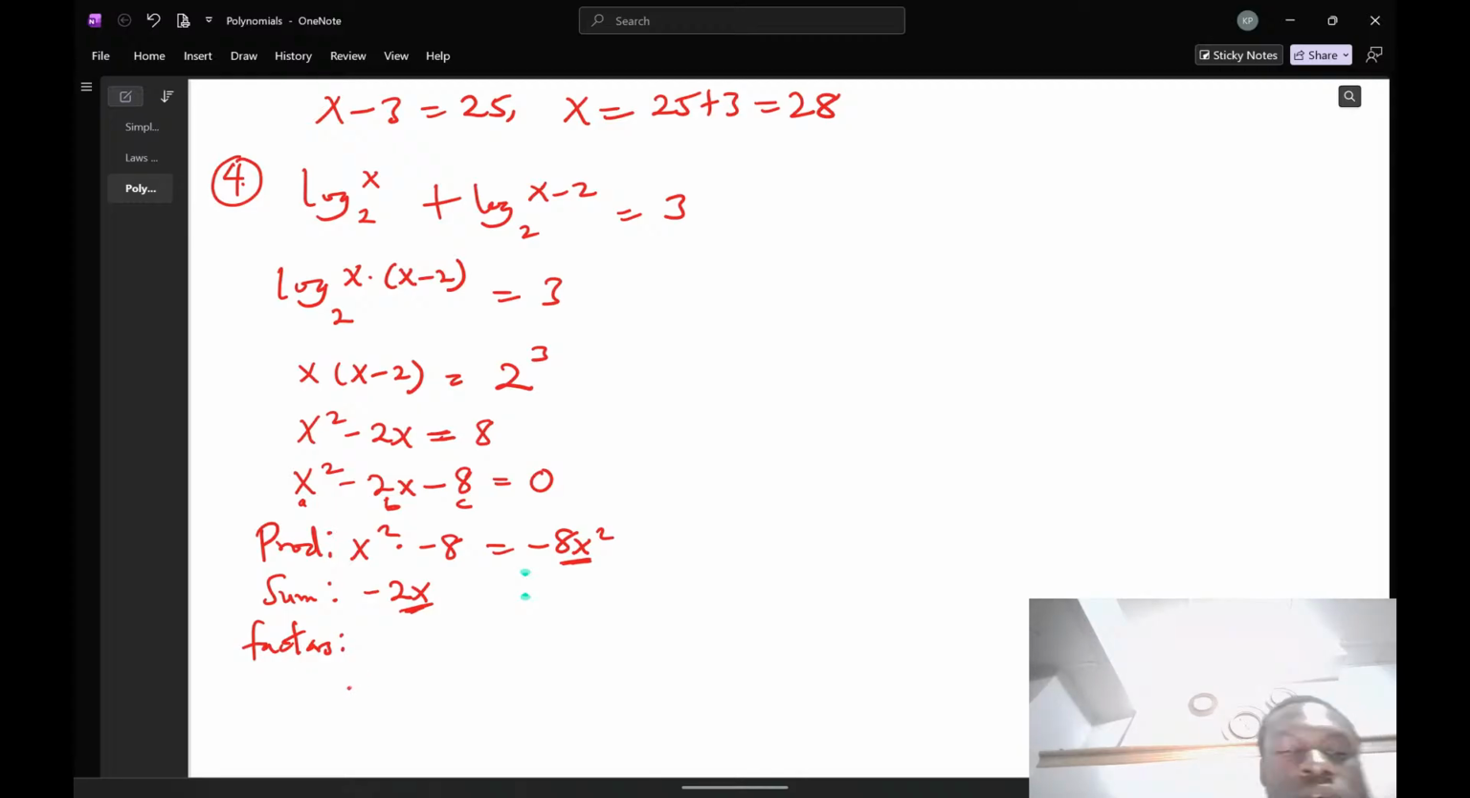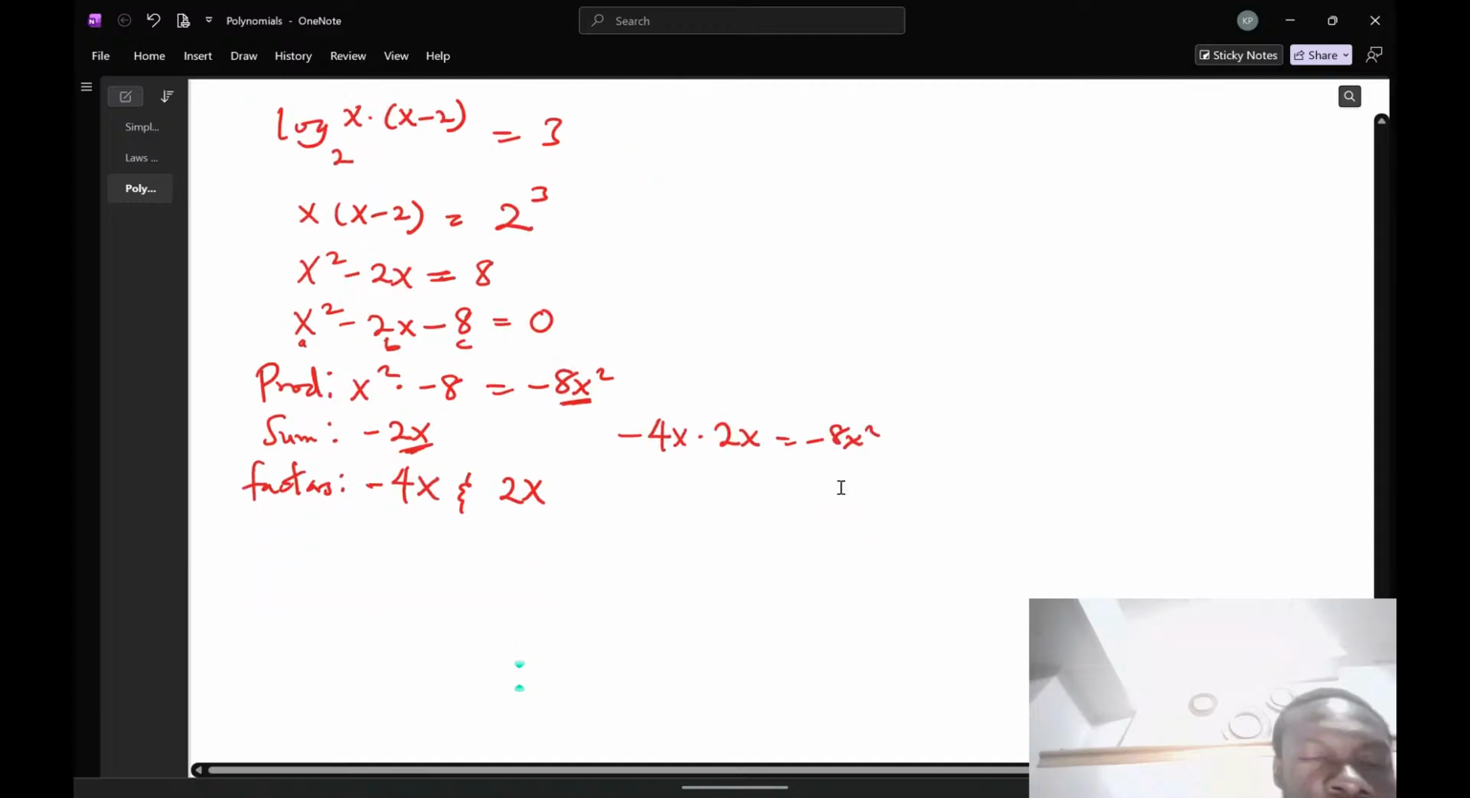Okay, so the two numbers that we can use: if we multiply 4 times 2 it will give us 8, but now we need minus 8x squared. So one number has to be negative, the other has to be positive. So we do minus 4x times 2x, we should get minus 8x squared. And if we sum up minus 4x and plus 2x, we get minus 2x. So therefore, we can see the factors are minus 4x and plus 2x.